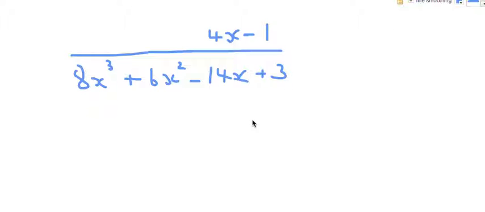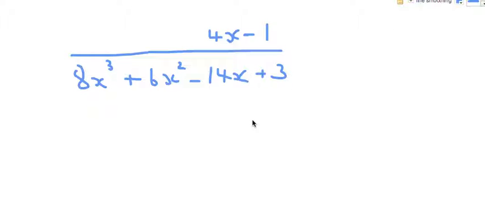Think about the answer for a moment, and hopefully you got a quarter. 4x minus 1 equals 0, so x must be a quarter. 4 quarters minus 1 is 0. Put a quarter in and see if it gives 0 itself. So you need to do a quarter cubed times 8 plus 6 times a quarter squared minus 14 quarters plus 3. If you do that, has it come out as a factor or not? Pause the video and figure it out. Okay, having done that, you should have found that it is a factor.